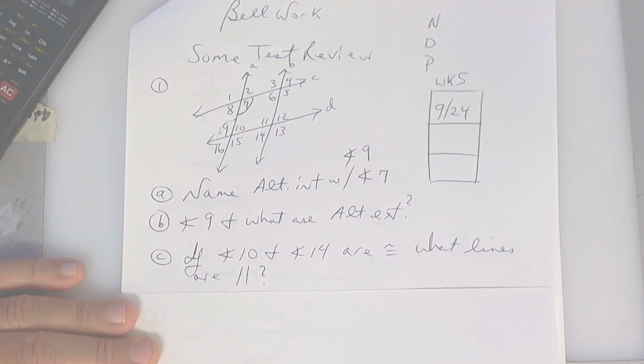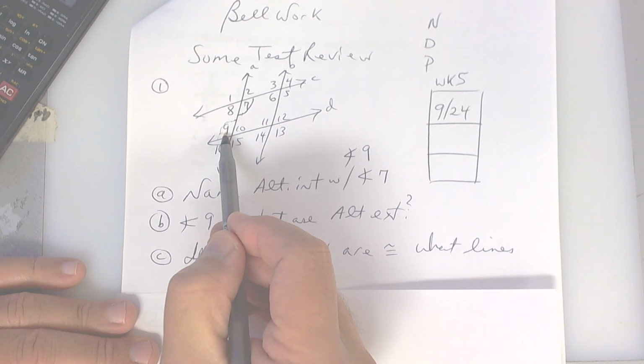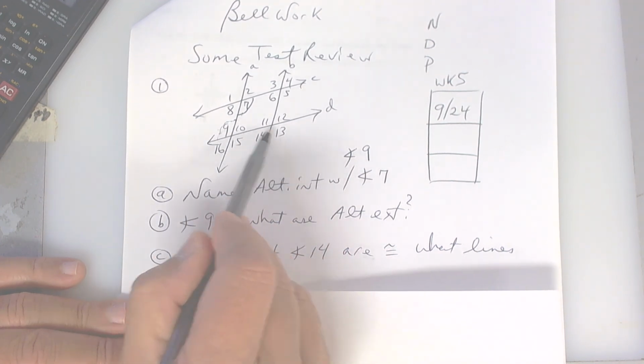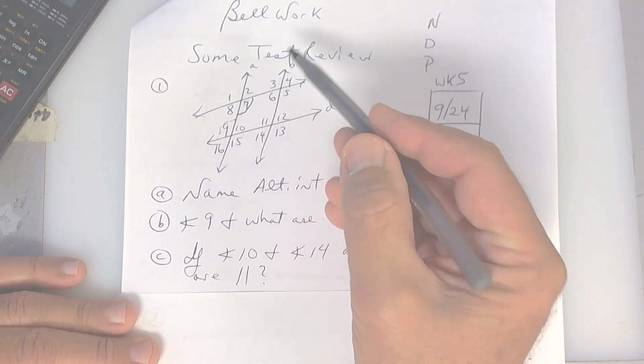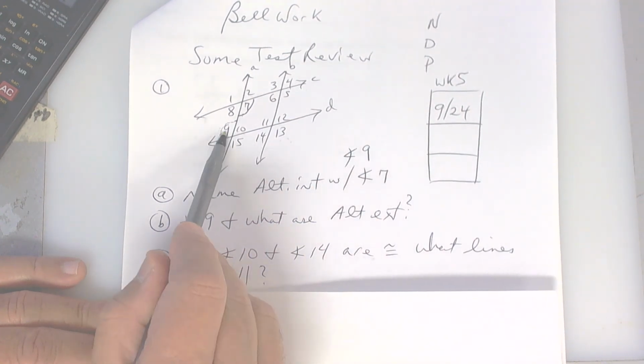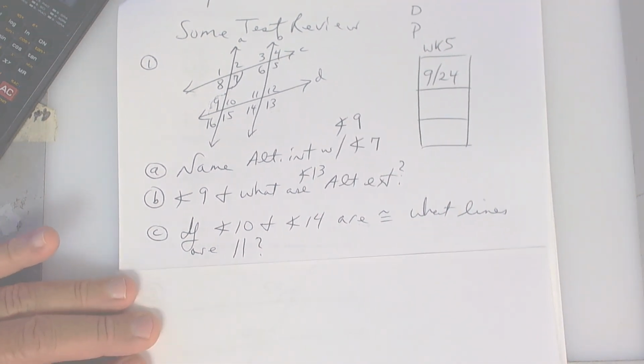Angle 9 and what are alternating exterior? Well, it would have to be 9 and 13. You can't go this way because this would be in the interior here. But it's on the exterior of this one. So it'd have to be 9 and 13. Okay, and then finally, 10 and 14 are congruent.